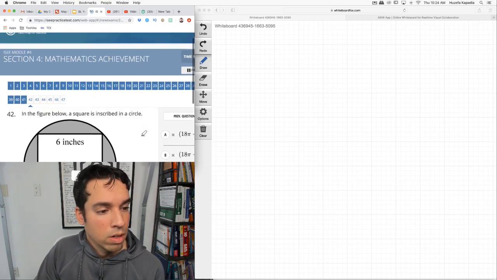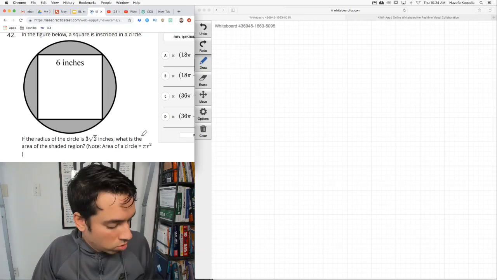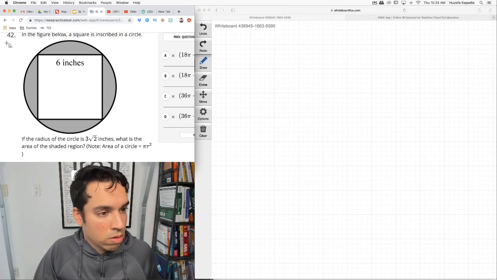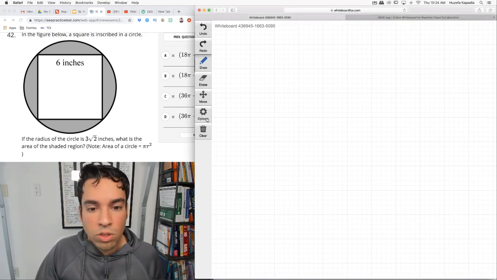Okay, next. In the figure below, a square is inscribed in a circle. If the radius of the circle is, I'm going to need to draw this. The radius of the circle, oops.